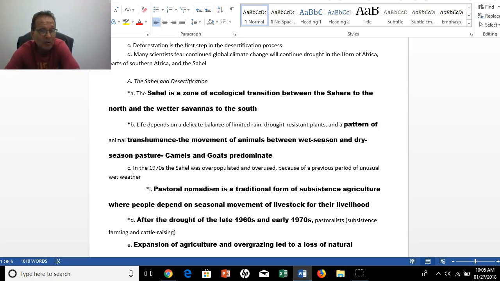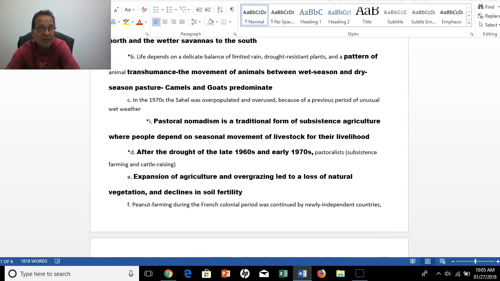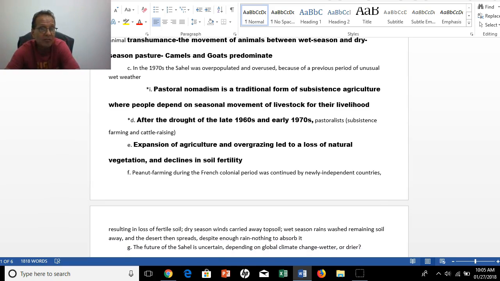Pastoral nomadism is another type of existence in this region of the world. It's a form of subsistence agriculture where people depend on the seasonal movement of livestock for their livelihood. And after the drought of the late 60s and early 70s, the weather changed and it became wetter, and more people moved into the Sahel, and they began to do cattle raising and ranching on a scale that was really too much for that region. And they overexpanded, and it led to the loss of natural vegetation, and eventually there were declines in soil fertility.